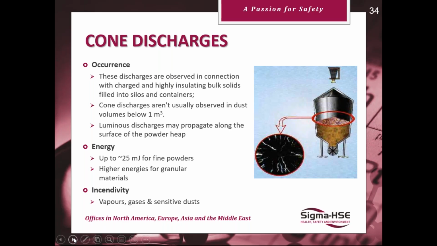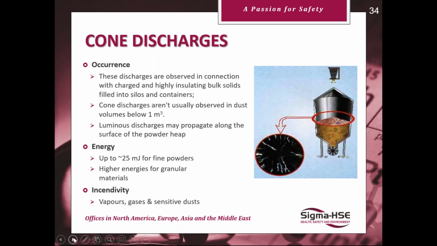This always happens in silos and bulk containers, normally not below 1 cubic meter. They're luminous, like fingers of electricity firing out across the surface of the cone. Up to 25 millijoules for fine powder, but this is where things go differently, because if you've got large granules, they can produce much bigger cone discharges. So if you have large insulating granules with fine powder above, this is a very dodgy situation to be in. They can ignite vapors, gases, and sensitive dusts.